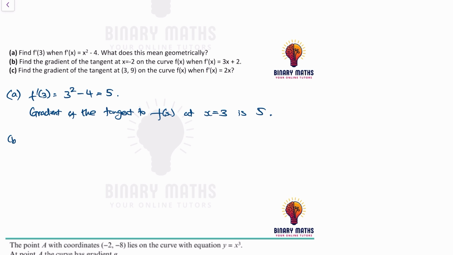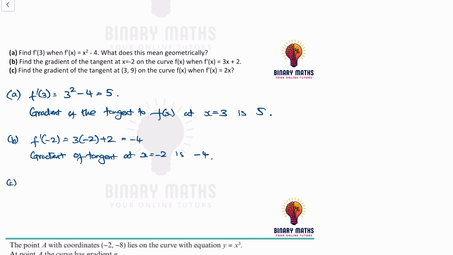That was A. Let's do B. Find the gradient of the tangent at x equals negative 2 on the curve f of x when f dash of x is equal to 3x plus 2. So I'm trying to find the gradient, then I need to use the gradient function. So if f dash of x is equal to 3x plus 2, then f dash of negative 2 will be equal to 3 times negative 2 plus 2, which is negative 6 plus 2, which is equal to negative 4. Okay, so the gradient of the tangent at x equals negative 2 is negative 4.